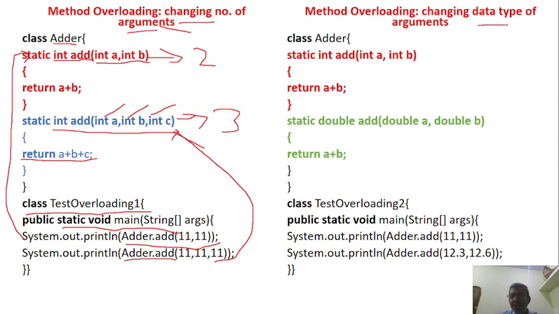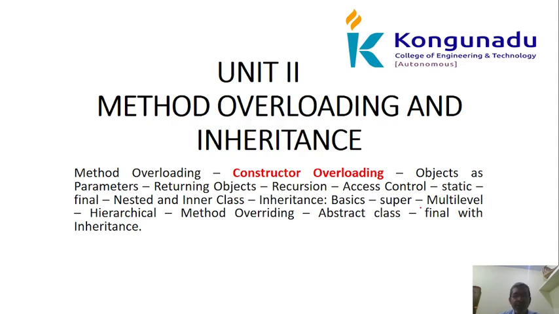Now we are going for the data types. Same thing: in the first method we have used only the int operation, and in the second method we have used the double method. So we have different types of arguments, different types of data. Here also some values are passed and you will get the final output. So this is method overloading. Next one is constructor overloading.